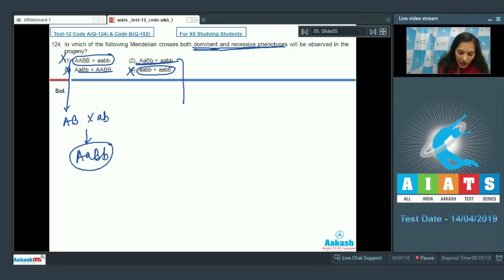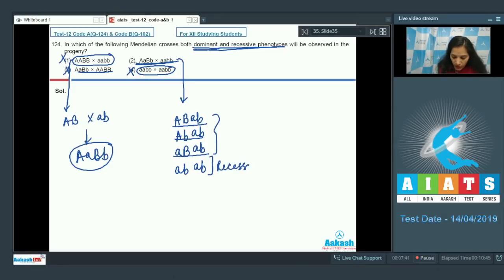What about the second? If you see the second, it will lead to the production of 4 types of gametes: capital A capital B, capital A small b, small a capital B, small a small b. And the second parent will produce only a single type of gamete, that is small a small b. So in this case, you will get the dominant phenotypes over here and the recessive phenotype over here. So the correct option for the given question is option number 2. Let's move to the next question.